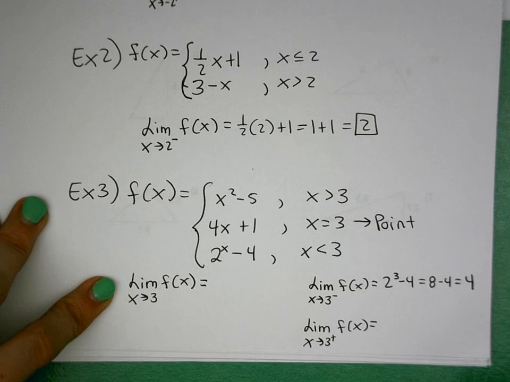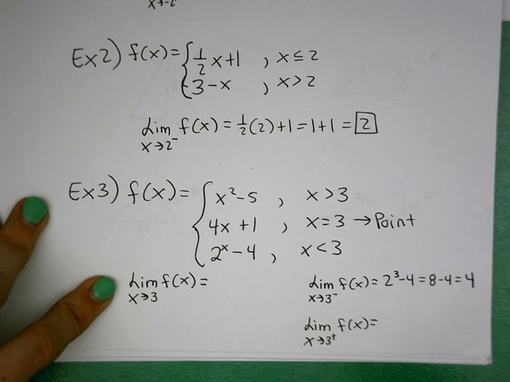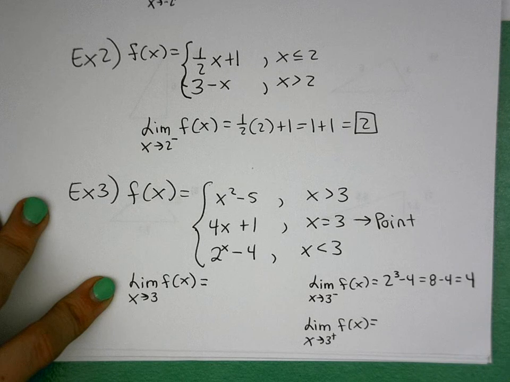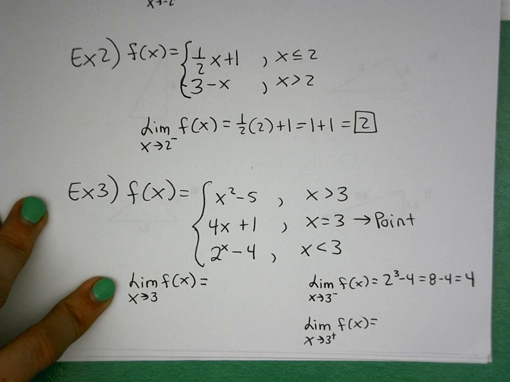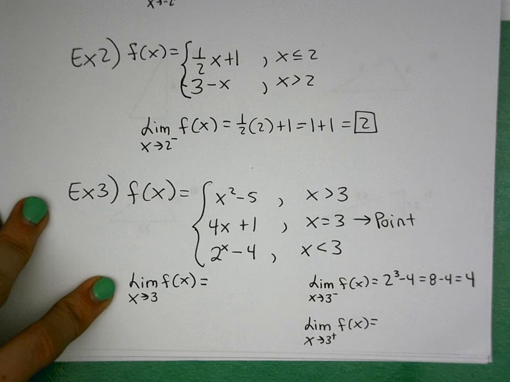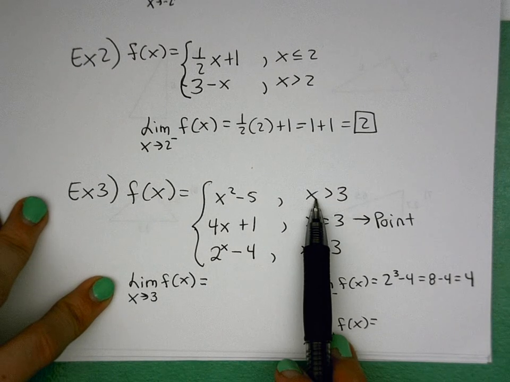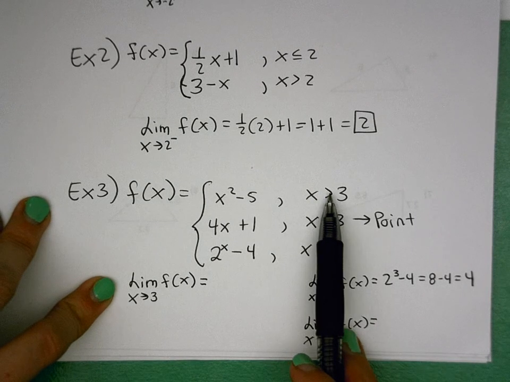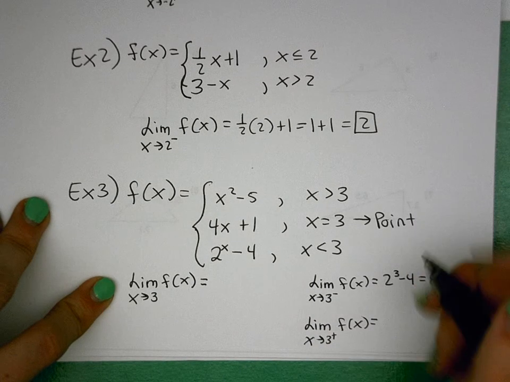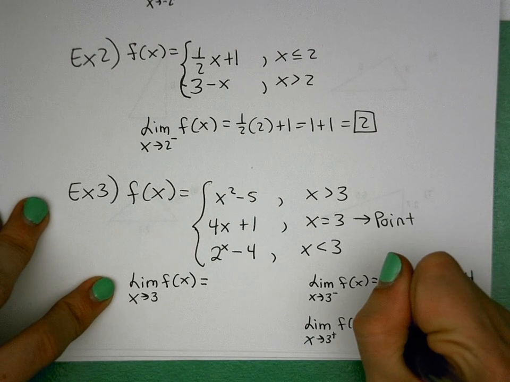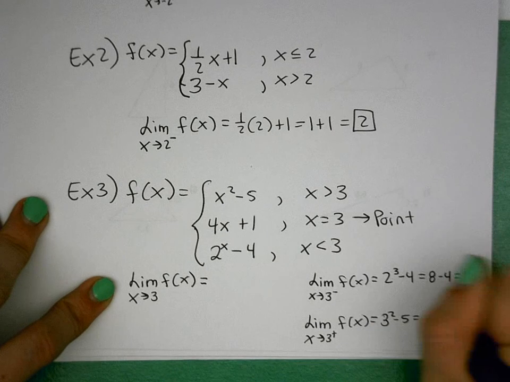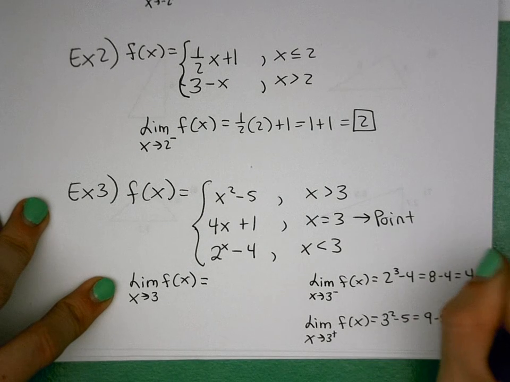Okay. 3 from the right. Where am I plugging in there? Think of numbers right of 3. 4, 5, 6, 7, 8. Which one of these equations does it pertain to? Right up here. 4, 5, 6, 7, and 8 are all greater than 3, so I'm plugging in here. 3 squared minus 5 is 9 minus 5, or 4.